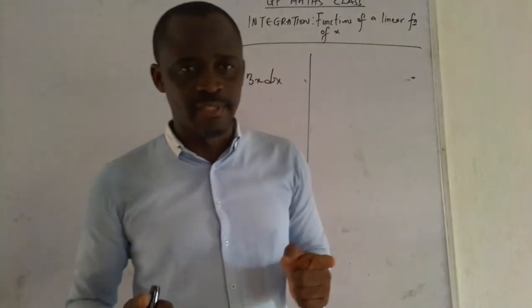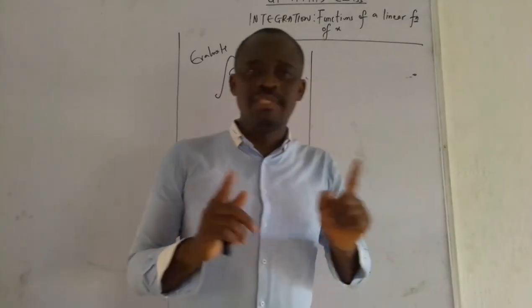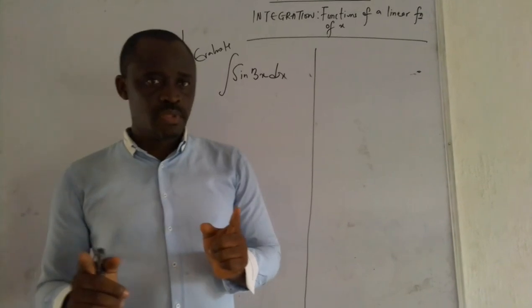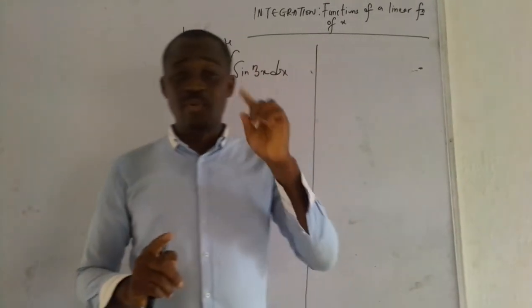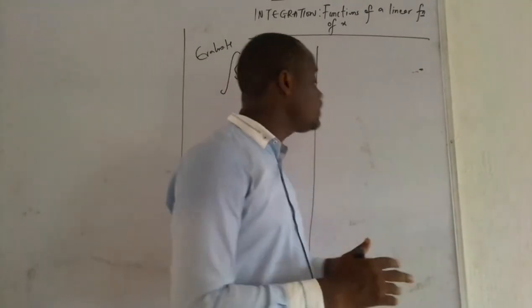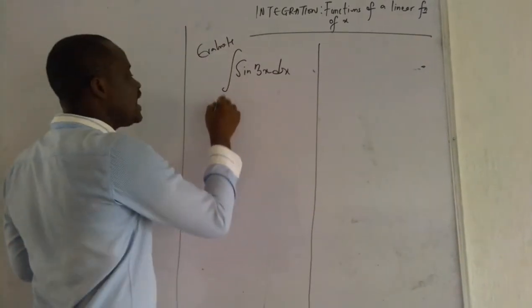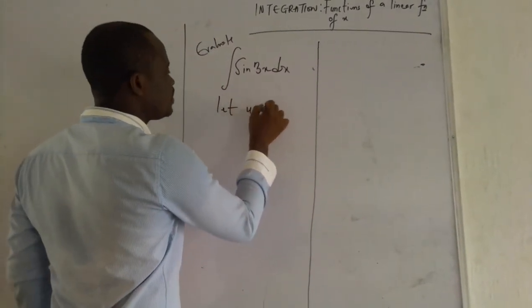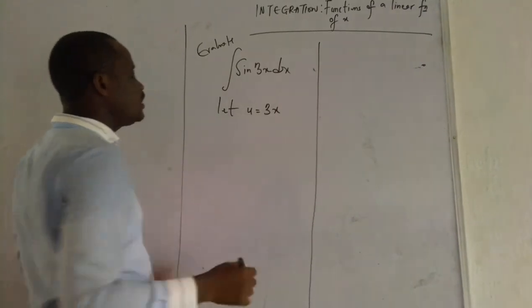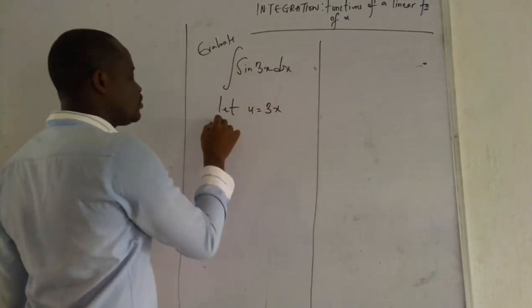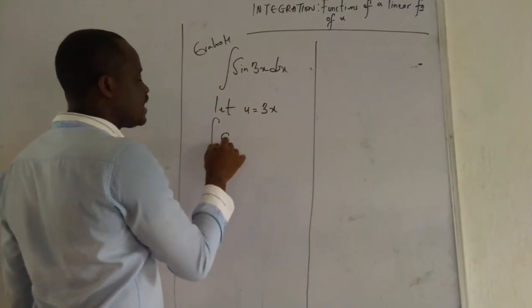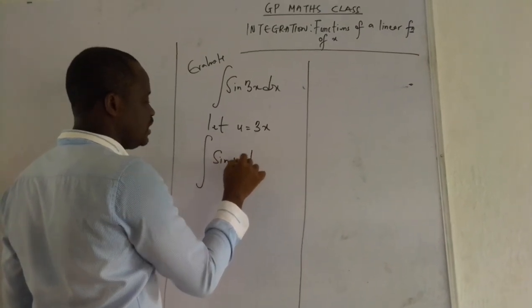We need to listen carefully. It's not possible to integrate two different variables. When your integration is taking place, you are working with what? One variable. Let's see this. Now, I'll say let u equals 3x. So when I come back to this integral, sine u dx.